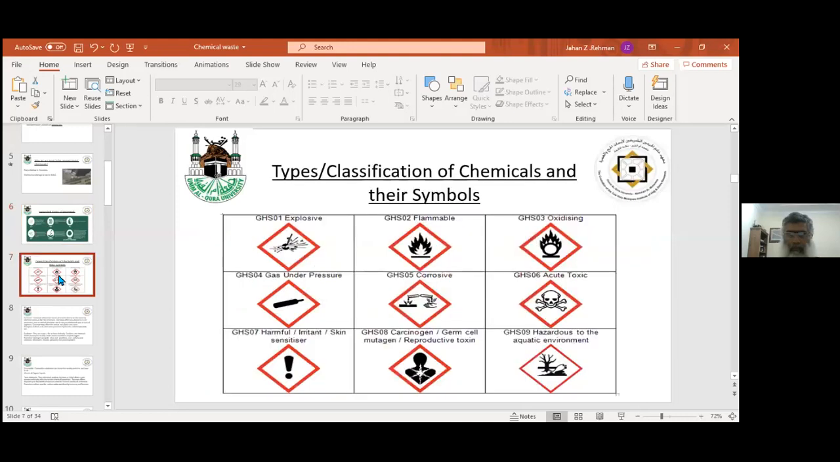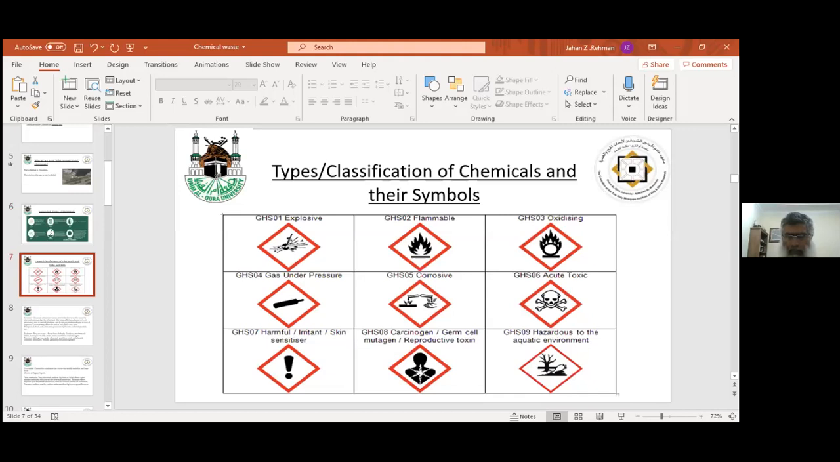Types or classification of chemical symbols: in the lab, you have to know about these symbols. The first symbol is explosive. Explosive means whether this thing is explosive at any condition. For example, sometimes things explode at just a small flame, a strong hit, or just some vibrations. So you have to take care about explosives, and this symbol will show that this container may contain explosives.